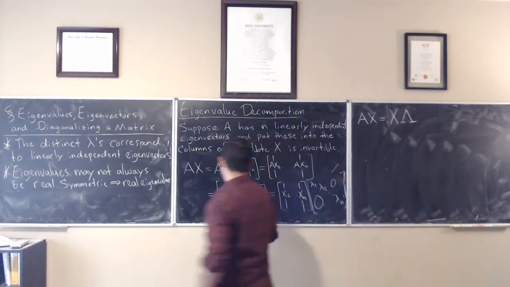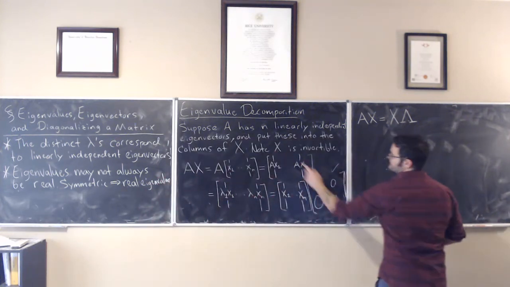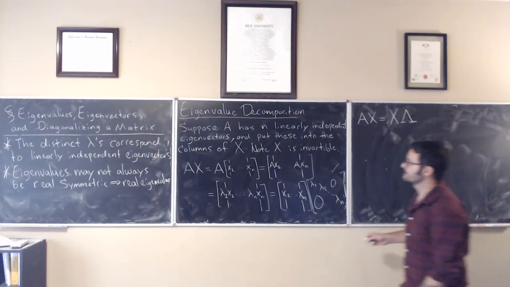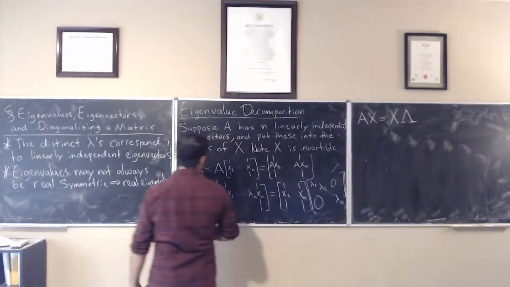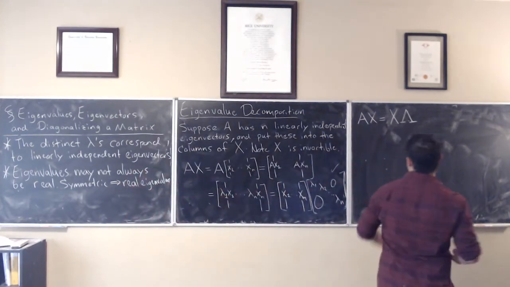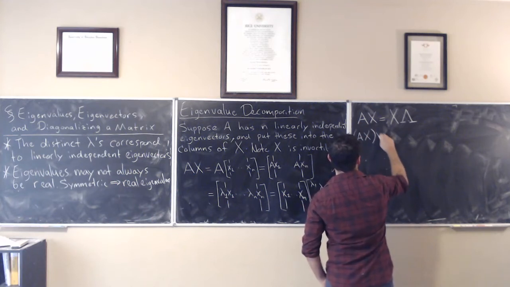All right. But we know that X is invertible, which means that I can multiply both sides of this equation by the inverse of X.